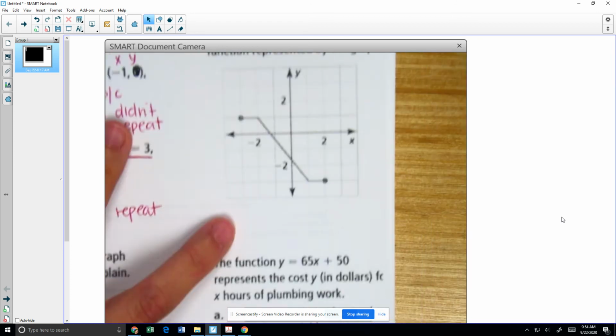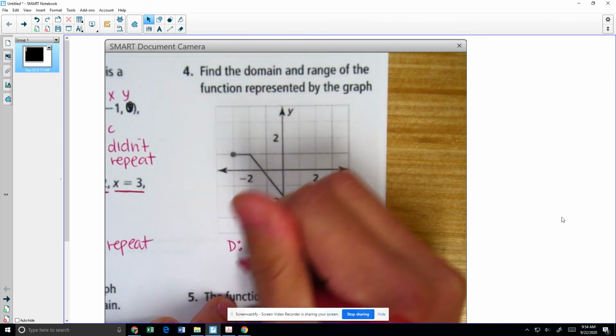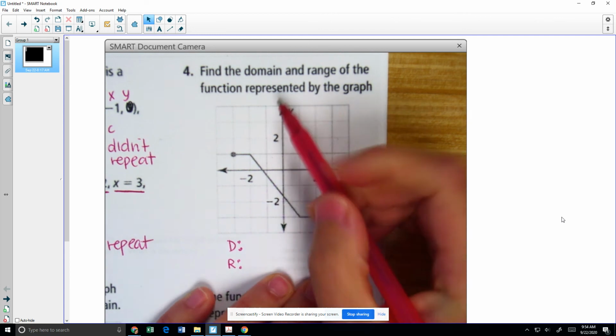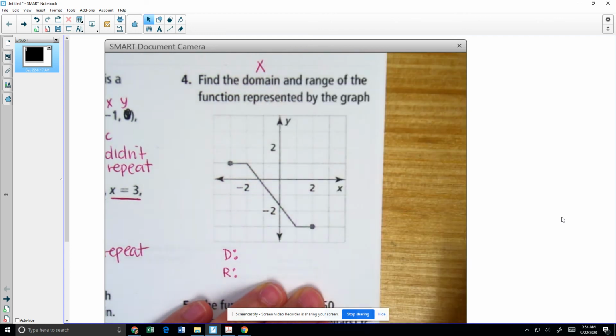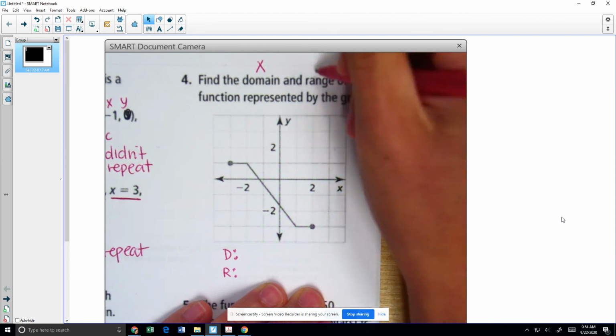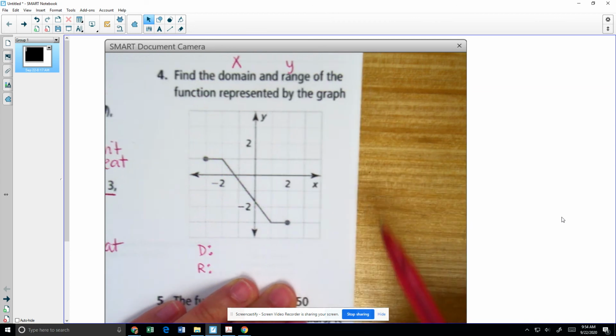Now let's do the harder stuff. Let's find the domain and let's find the range. So domain and range. First of all, domain, is that X or Y? Good. That's something you have to memorize, okay? Domain is X. What is range? Y. Okay, so that's the first thing you have to realize when you do a problem like this.